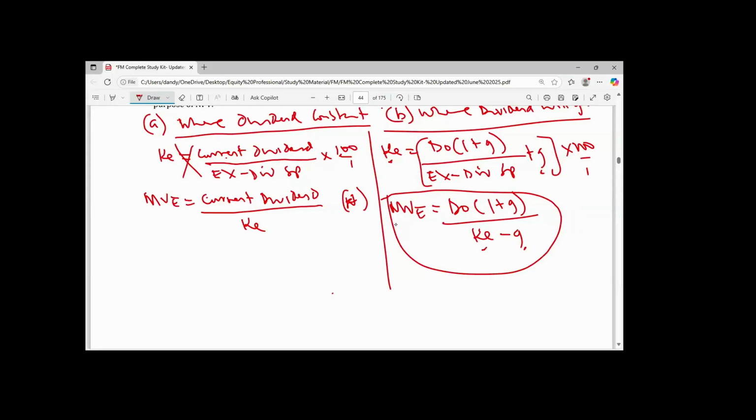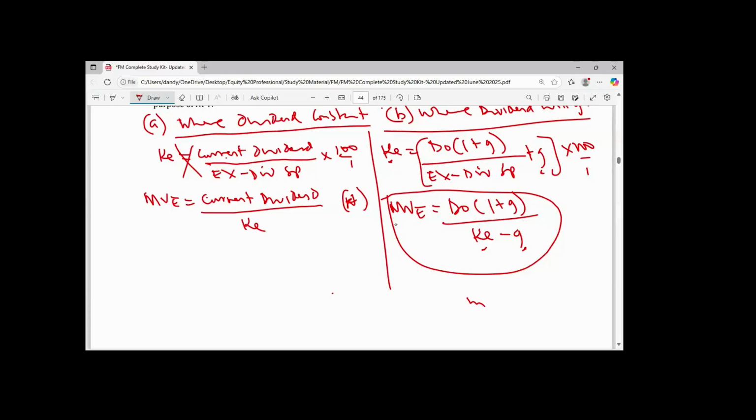Then finally we talk about growth rates. As you can see in this formula, we have growth G. How do you estimate the growth rate? I gave you two methods of calculating growth rate. Number one is the historical pattern of dividend payment. Number two is the Gordon growth model. I said the historical pattern of dividend payment is also known as the averaging method. It is used to calculate cost of equity where the history of dividend payments is given.